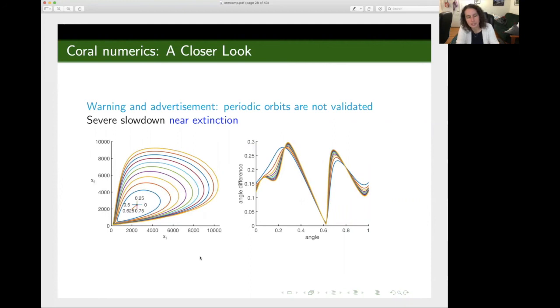I wanted to just mention that what we did is we asked the question, on each of these curves, as you're moving around, I've labeled the angles from 0 to 1.